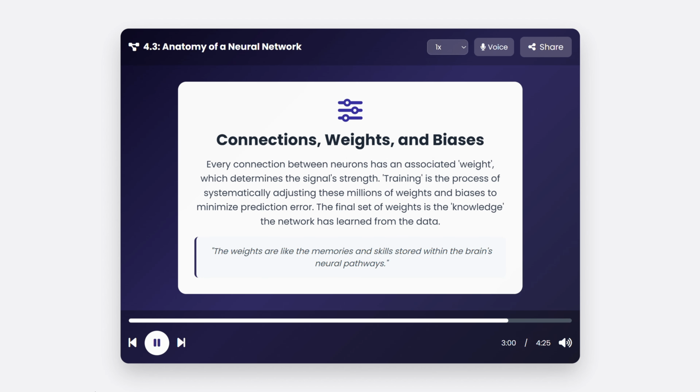The lines connecting the neurons are just as important as the neurons themselves. Each connection carries a weight, which is a number that determines the strength of the signal. A high weight means the signal is amplified, a low weight means it's diminished. The entire process we call training a neural network is nothing more than a systematic algorithm for finding the perfect values for all these millions of weights and biases, to make the network's final output as accurate as possible. These weights are the learned knowledge.